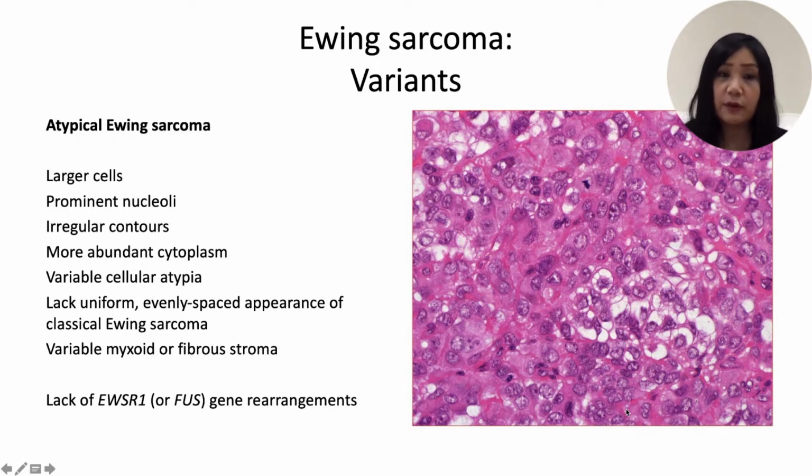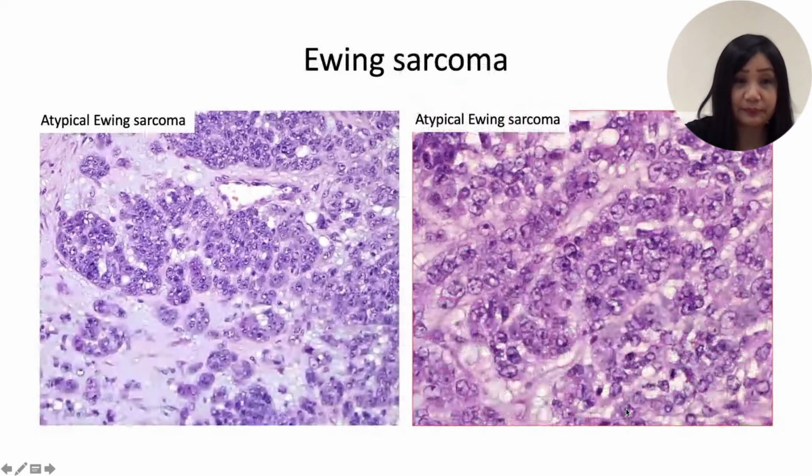They lack that uniform spaced appearance of classical Ewing sarcoma, and there may be variable fibrous or myxoid stroma, which, as we remember, is lacking in conventional Ewing sarcoma. And many of these lack EWSR1 or FUS gene rearrangements.